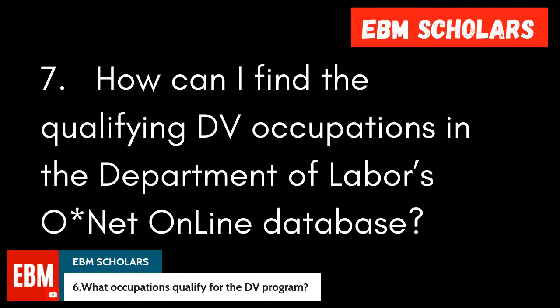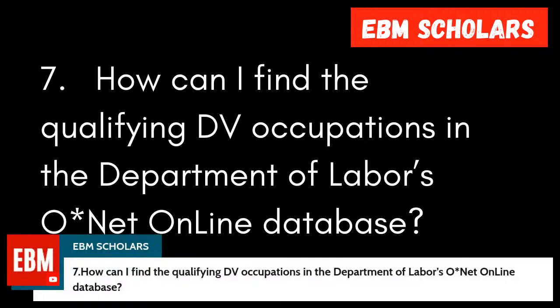Let's go to another question. Question number 7. How can I find the qualifying diversity visa occupations in the Department of Labor's O*NET Online database? How do you do that? Because I said you must find out what occupations qualify. Now, how can you find it?